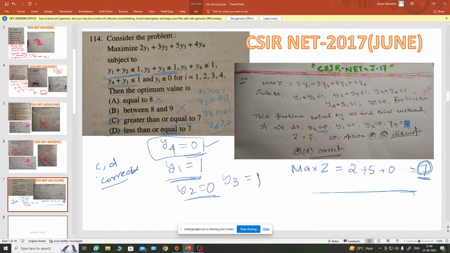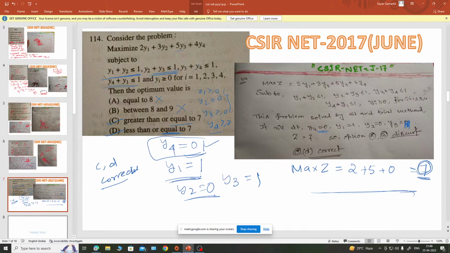Okay. The hidden tile method means this type of question. This is our MCQ type question. So I will try to solve it in minimum time. This problem is a maximization problem with less-than-or-equal-to constraints, so definitely we can solve it by the simplex method. But the simplex method is a long, time-consuming method. Another method is the hidden tile method, and with it this problem can be solved easily.